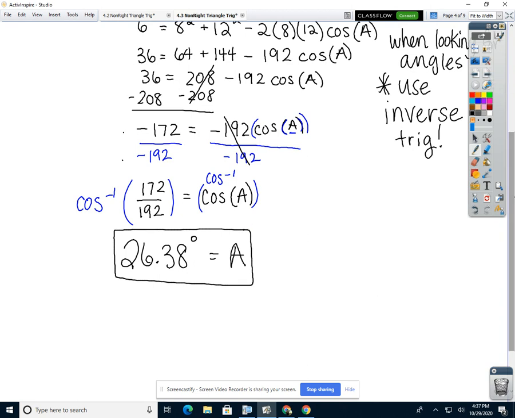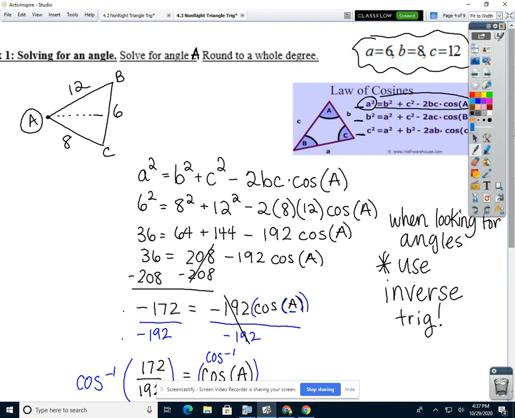All right. So if we were going to summarize this, first thing you want to do is set up your equation, set up your diagram, your triangle, see what information you have. Next thing is determine which equation you want to use. Do you want to use a squared? Do you want to use b squared? Do you want to use c squared? It's really just depending on what you are looking for. And then you really just have to solve for your unknown variable.